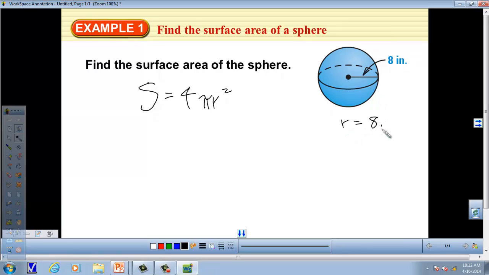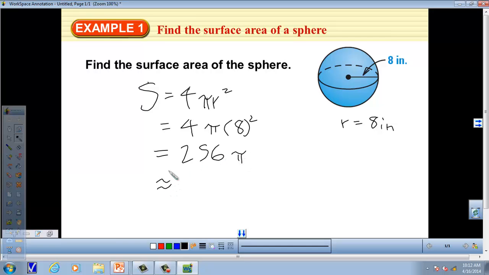The radius is 8 inches. So if we do that, we have 4 times pi times 8 squared. That's going to give us 64 times 4. And 64 times 4 gives me 256. So we end up with 256 pi.